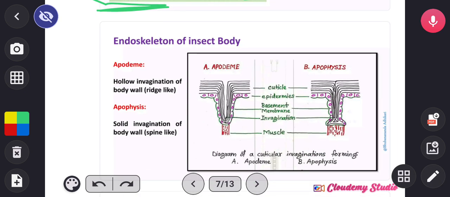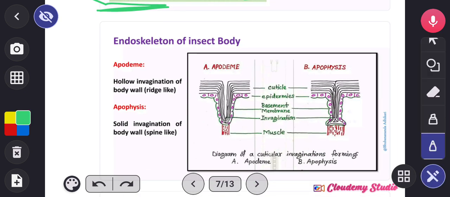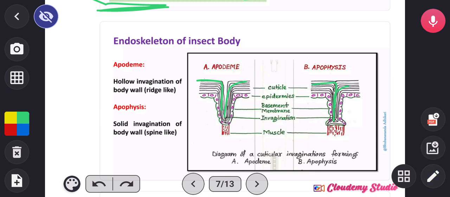Now, the endoskeleton of an insect body consists of what we know as the apodeme and the apophysis. The apodeme is the hollow invagination of the body wall. Look at it. It is rigid and ridge-like. Then we have the apophysis, which is the solid invagination of the body wall. So you can clearly see the difference between the apodeme and the apophysis. This one is the hollow invagination, and this one is the solid invagination. So we have the apodeme and the apophysis in this particular structure that we have here.